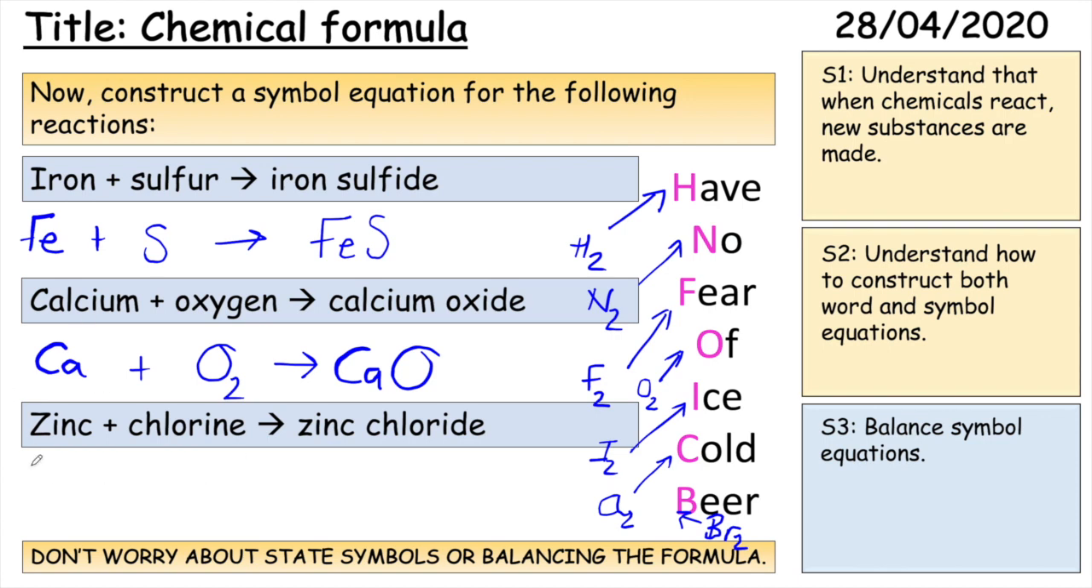So did you get the third one right then? Zinc is Zn. Chlorine, the symbol is Cl, but again it's on our list here. So it's Cl2. Arrow, zinc chloride, ZnCl.